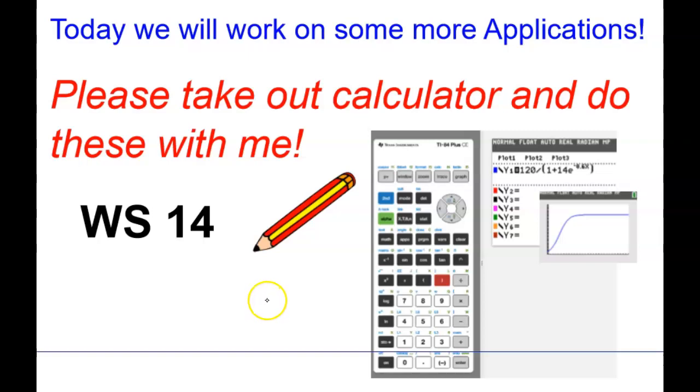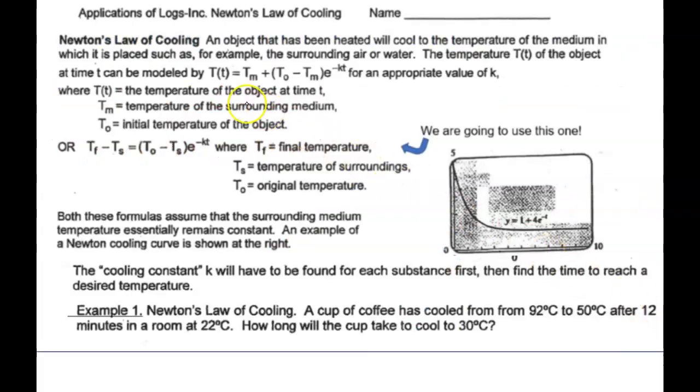So we're working on worksheet 14 today, and these are applications of logarithms, okay? These are the notes that go with worksheet 15. The first one is what's called Newton's law of cooling. It says an object that has been heated will cool to the temperature of the medium in which it is placed, for example, the surrounding air or water.